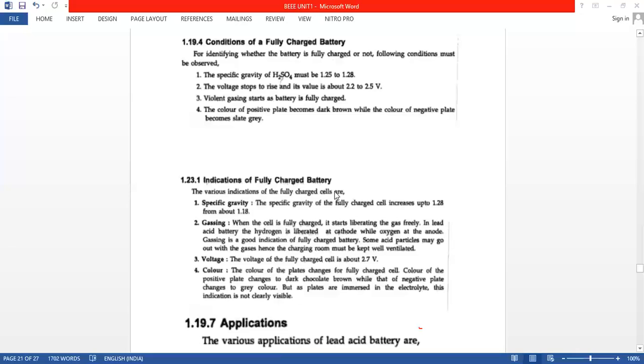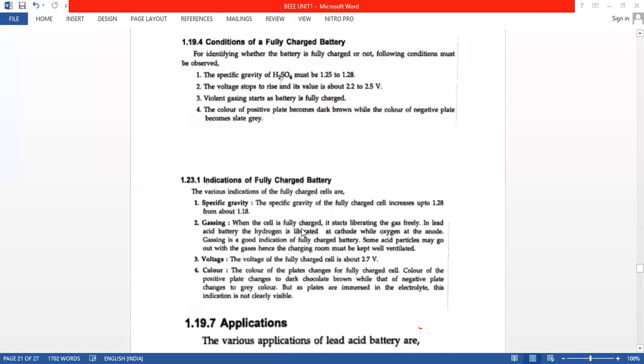Okay, right. Now, indications of a fully charged battery. The first indication is that the specific gravity increases to 1.28. All of you remember this value. For any battery, the specific gravity will be mentioned. If the value is 1.28, then we must assume that the battery is completely charged.